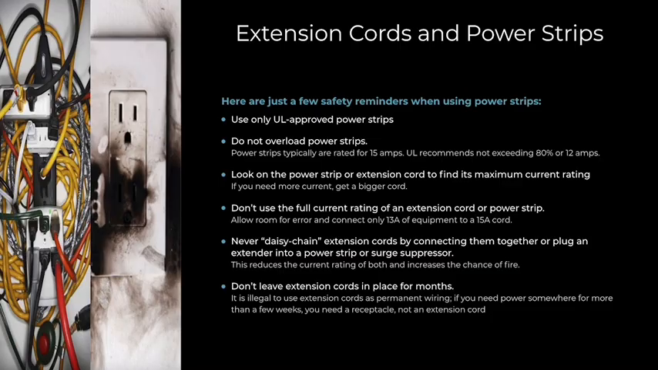Look on the power strip or extension cord to find its maximum current rating. If you need more current, get a bigger cord. Don't use the full current rating of an extension cord or power strip. Allow room for error and connect only 13A of equipment to a 15A cord. Never daisy chain extension cords by connecting them together or plug an extender into a power strip or surge suppressor. This reduces the current rating of both and increases the chance of fire.